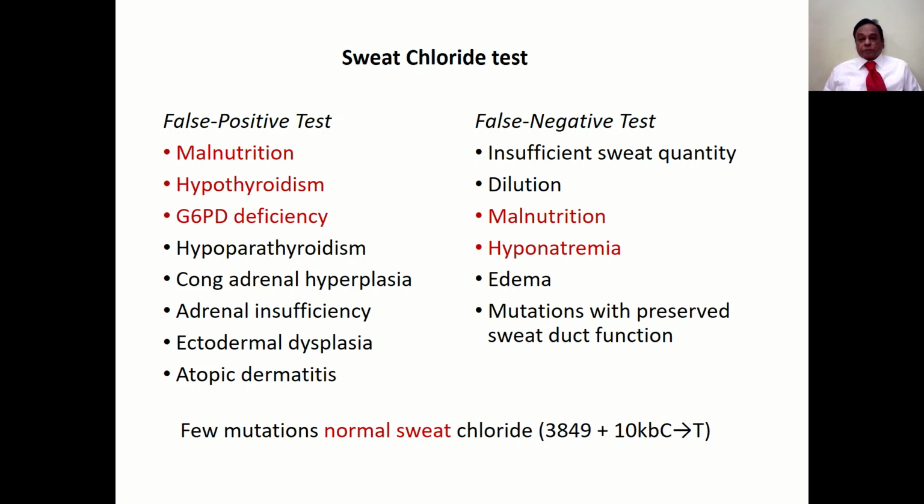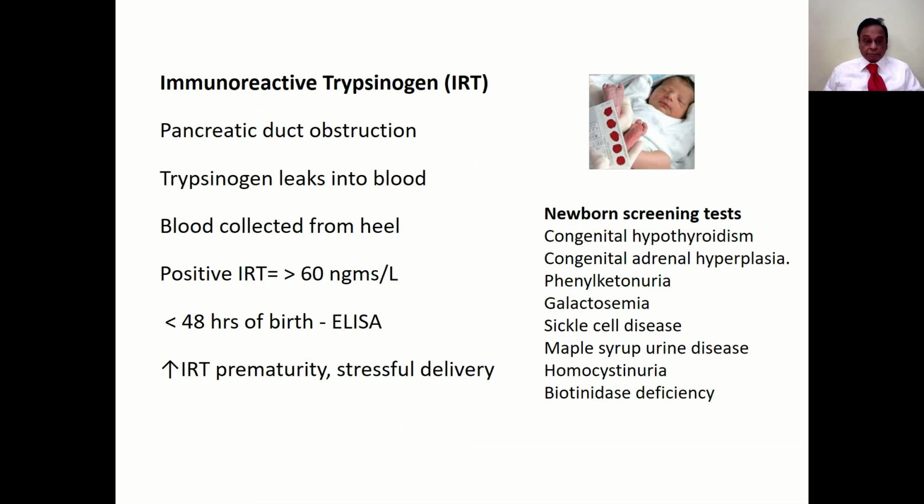There are a lot of pitfalls in this test, but I think newer iontophoretic techniques of late are very calibrated. Anyway, whenever there is malnutrition or hypothyroidism or G6PD deficiency, you have to be a little careful, and you have to tell the person. Some mutations even give normal sweat chloride, that you have to remember. So when the child is very malnourished, you have to be very careful in interpreting this test. You have to repeat it several times, or a competent person should do this test.